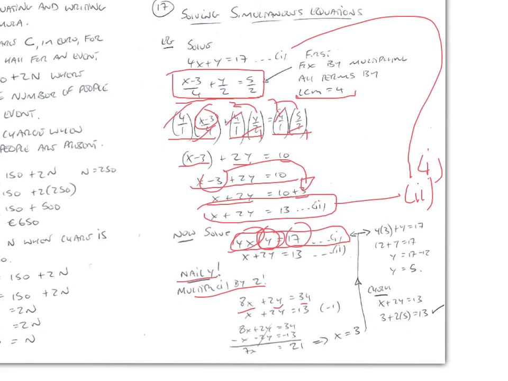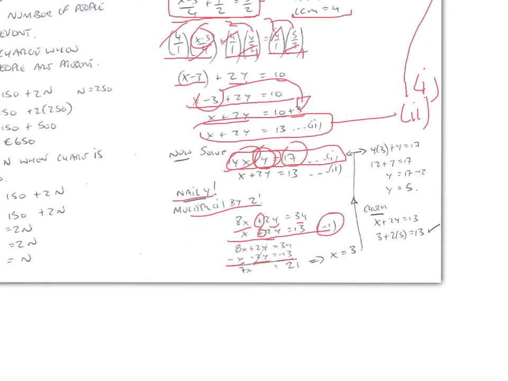We still can't cancel our plus 2y and our plus 2y here, because although the coefficient is the same, both 2s, our signs are the same. So what we always tend to do is multiply the lower line by minus 1. That becomes minus x minus 2y equals minus 13. Now we can look to cancel by saying 8x minus x is 7x. The 2y terms cancel out. And 34 minus 13 is 21. So 7x is equal to 21, divide both sides by 7, x is equal to 3.